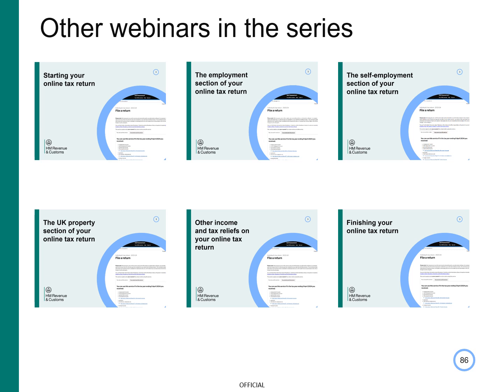I'll just remind you about our other webinars in the series. They are starting your online tax return, the employment section of your online tax return, the self-employment section of your online tax return, the UK property section of your online tax return, other income and tax reliefs on your online tax return, and finishing your online tax return. You can find out when these webinars are running and about other products to help you with your tax return on our HMRC email updates, videos and webinars for self-assessment page on gov.uk.